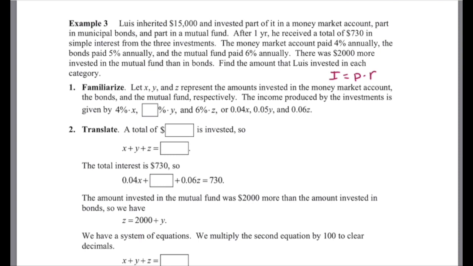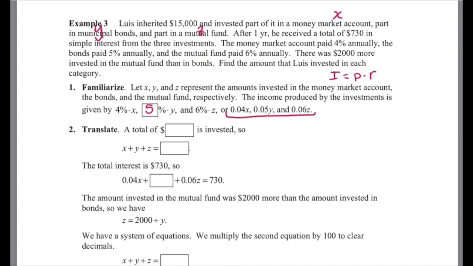So let's let the money market account be X, let's let the municipal bond be Y, and the mutual fund be Z. Some of the things that we know: the percent of each one is 4% times the money market account, 5% invested in the municipal bond, and 6% times whatever is put into the mutual fund. Therefore, we replace them with their decimal versions from the percents.